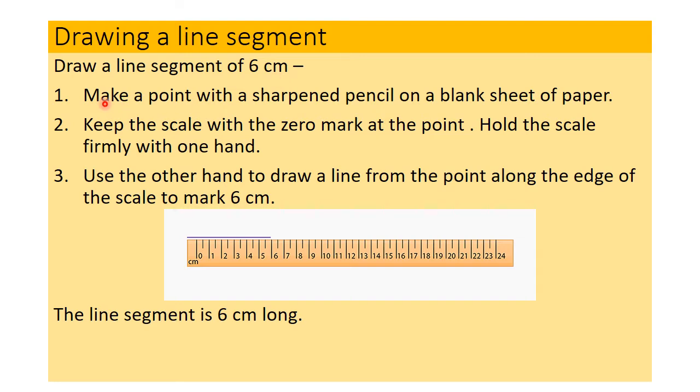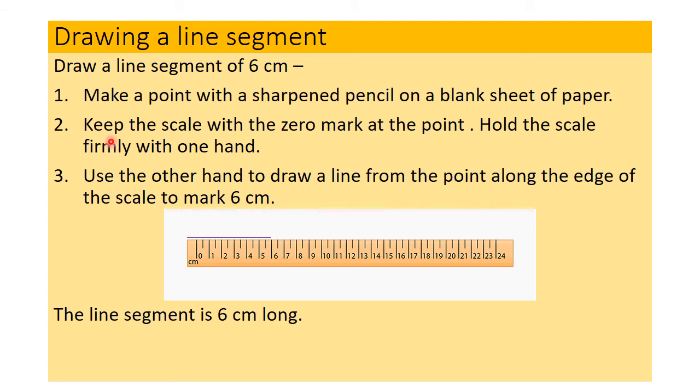Let's see. The first step is, first of all, you have to make a point with a sharpened pencil on a blank sheet of paper. Like this, you have to take a blank sheet of paper. There you will place your ruler, okay? And with the left hand, you have to hold the ruler, and with your right hand, you are going to put a point, exactly over here, with a sharpened pencil. So you have got the initial point from where you have to start making the line segment.